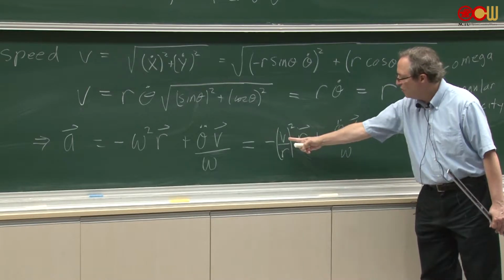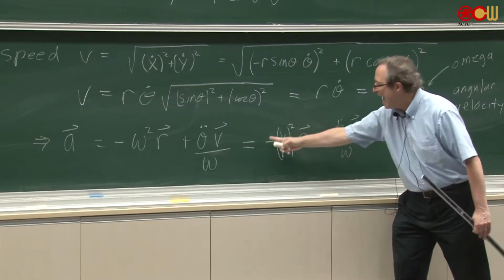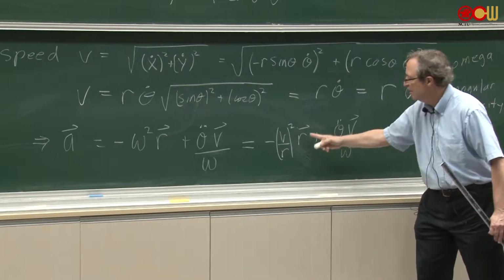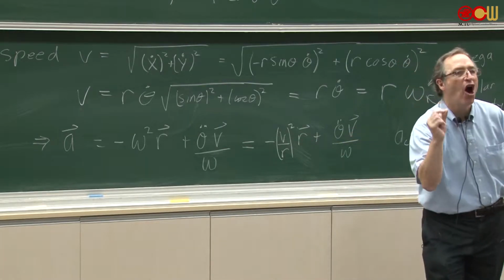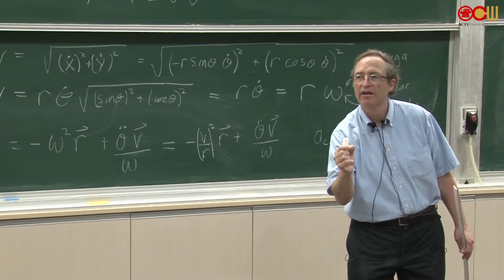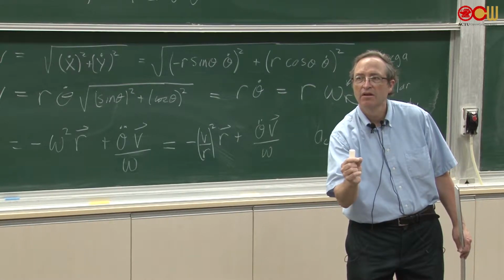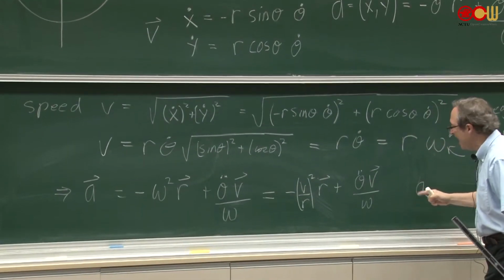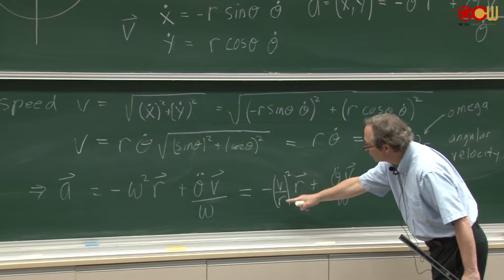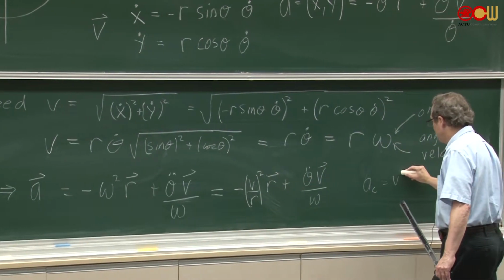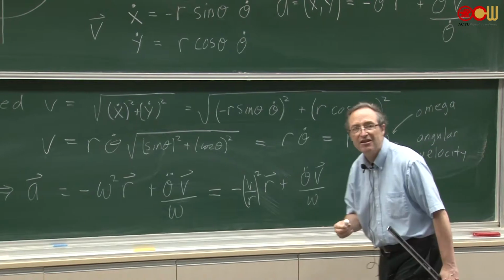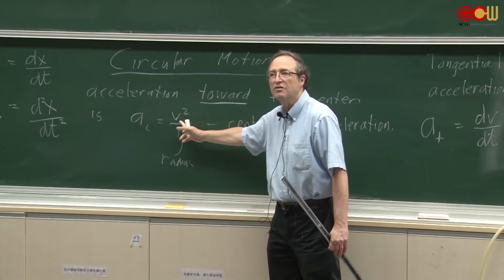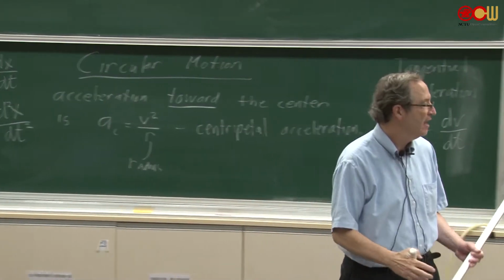All right? So notice this. What is the magnitude of this? All right, so I want the magnitude of this term here. What's the magnitude of the vector r? It's just r. It's just the radius of the circle. So a_c is v squared over r squared times r, or v squared over r. That's the magnitude of the acceleration towards the center, just like I told you in the beginning. Okay? Everybody good with that?